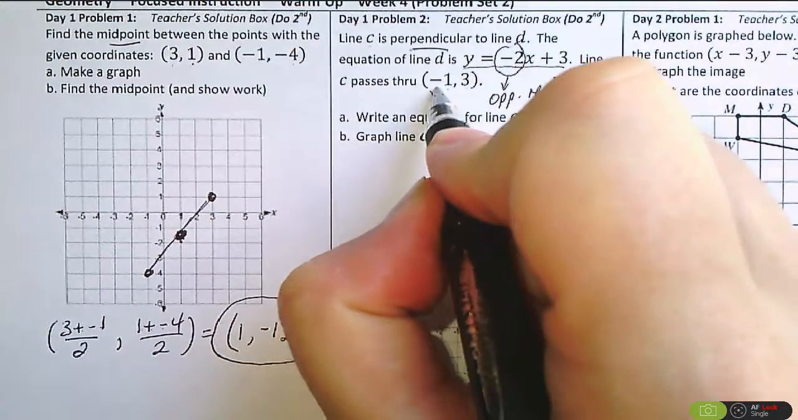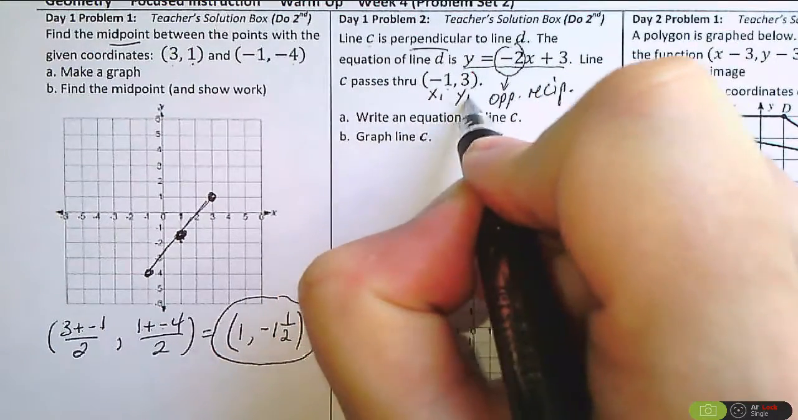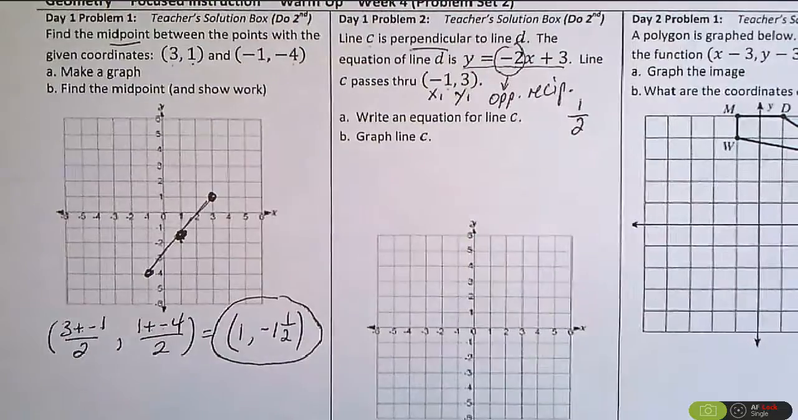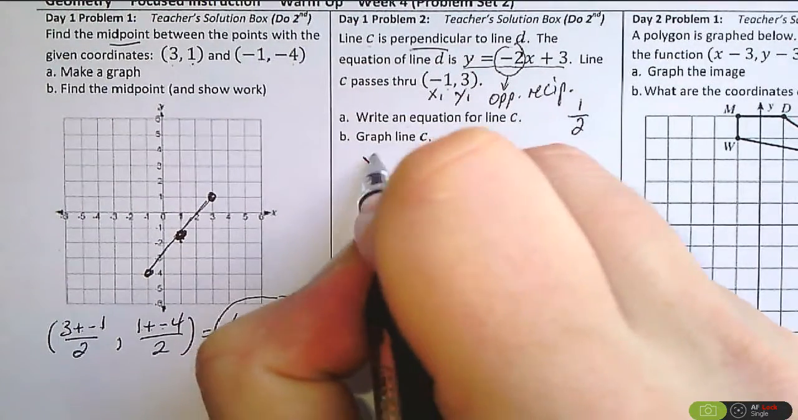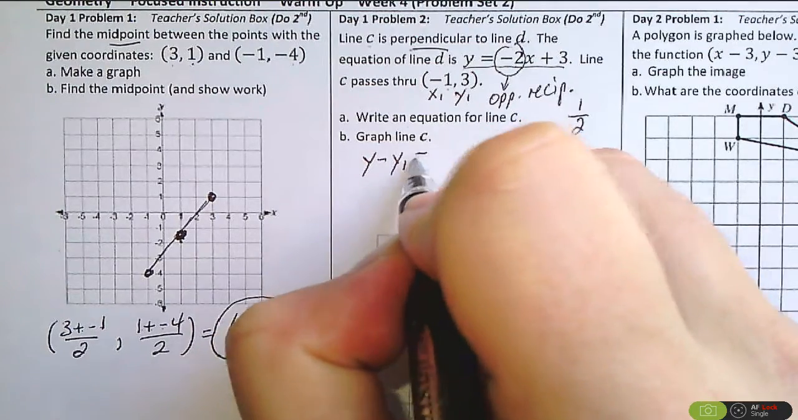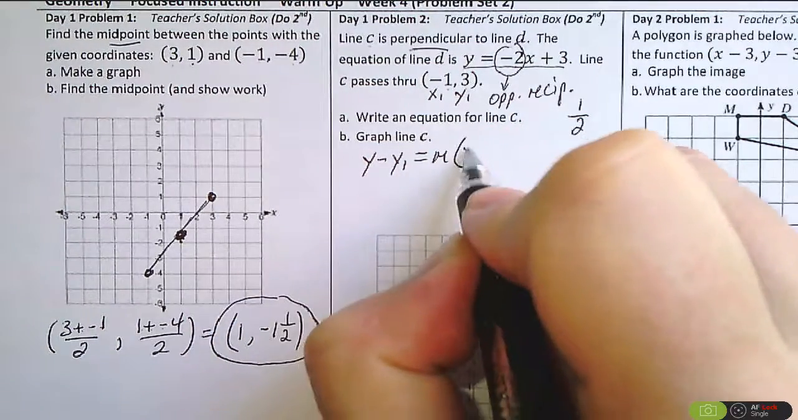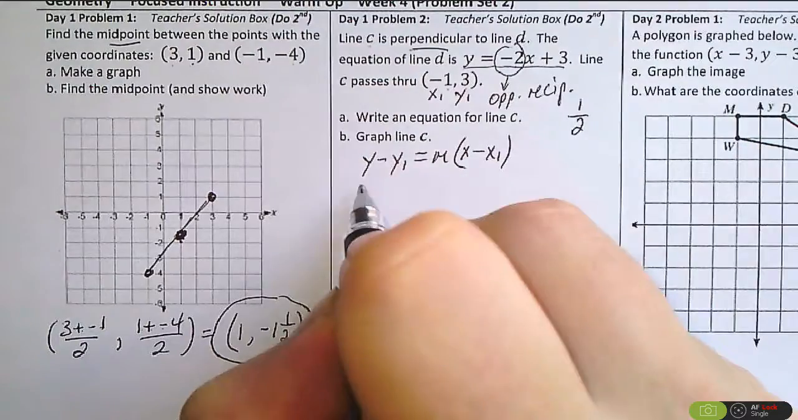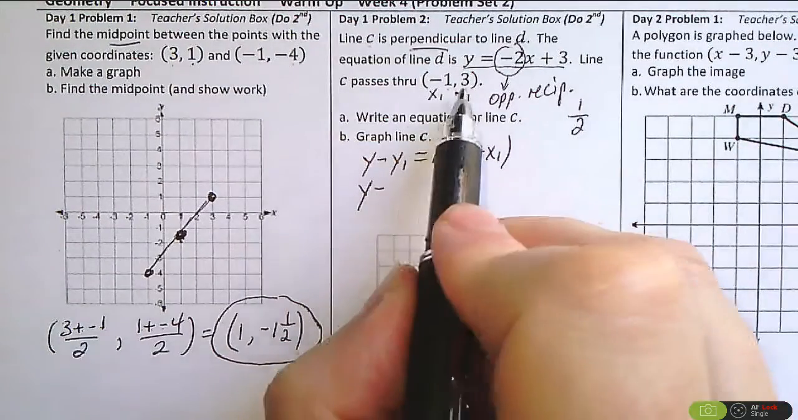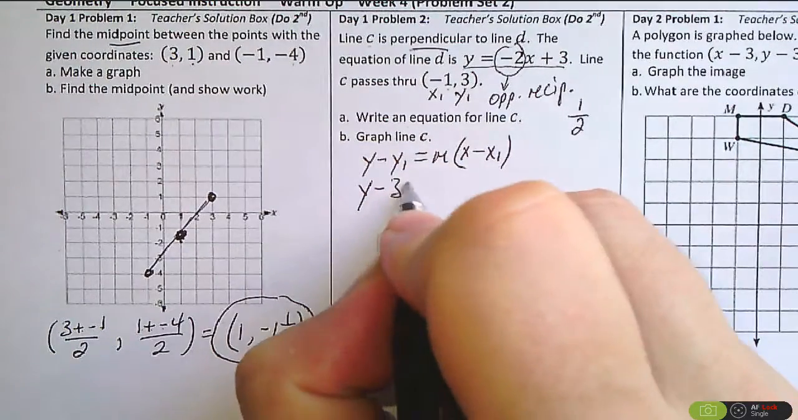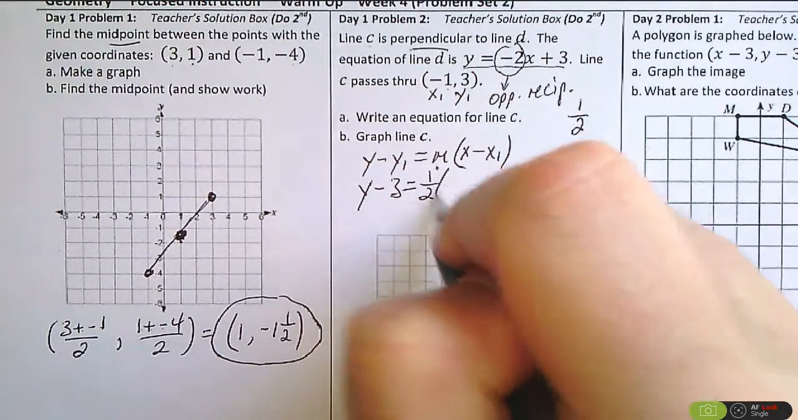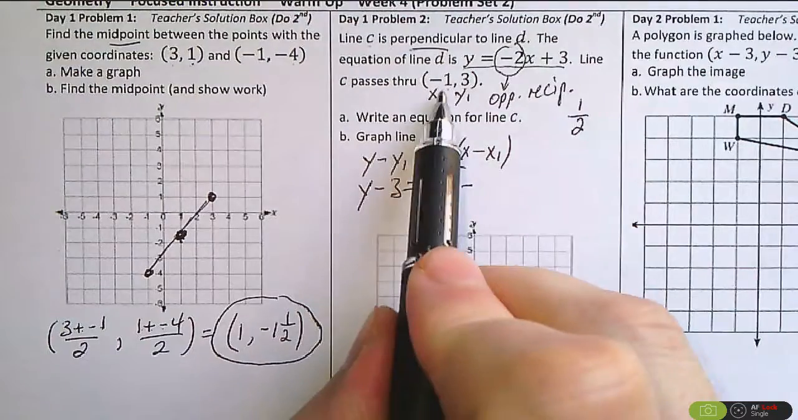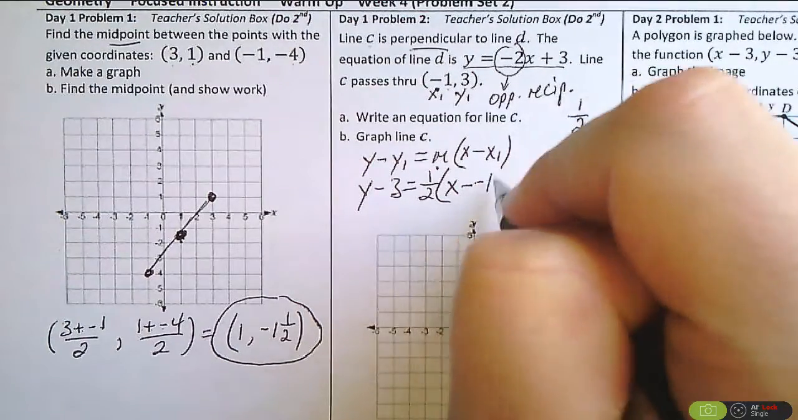This right here is the value of x1 and y1, a point on line C. So with point slope form, we can get an equation. Y minus y1 equals m times x minus x1. Let's make our substitutions. For y1, put in 3. For m, put in 1/2. And then x minus, for x1, put in -1.